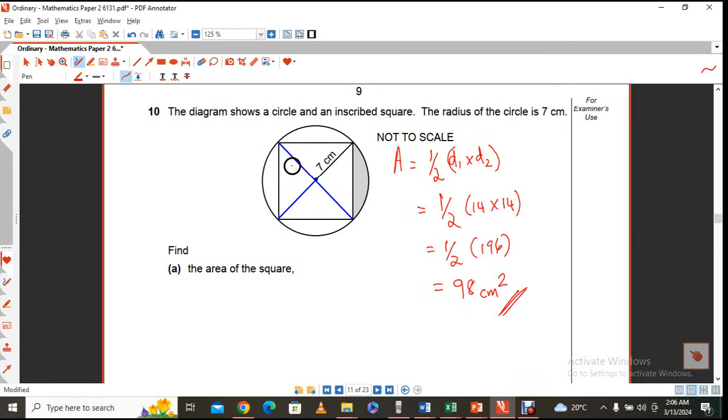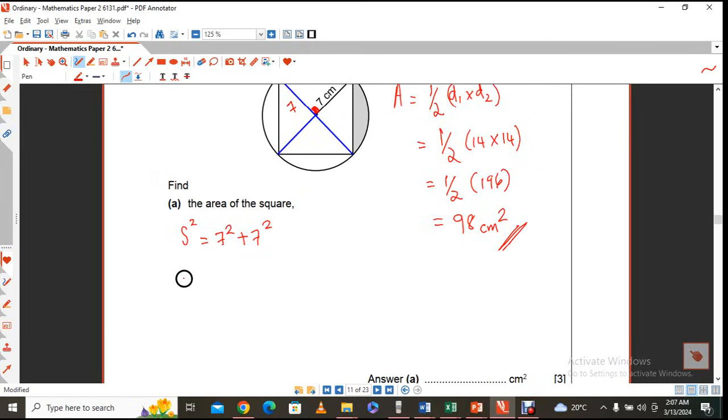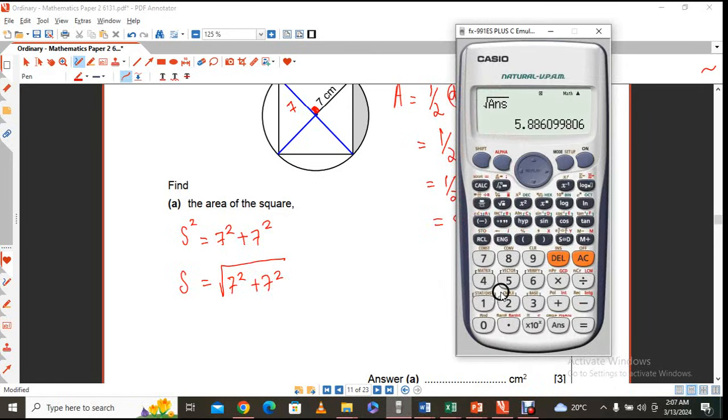Some people look at this and say, okay, whenever they deal with a square, the diagonals are made at 90 degrees here. So that will be the side, and then you say side squared is equal to 7 squared plus 7 squared. Then I use the theorem of Pythagoras, which says that a side is equal to the square root of 7 squared plus 7 squared. So let's see what that gives us.